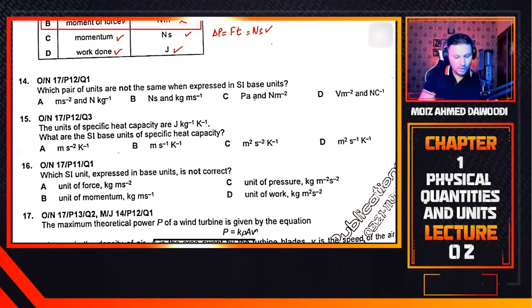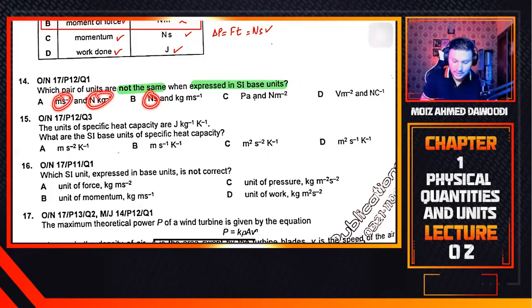Which pair of units are not the same when expressed in SI base unit? मतलब इन दोनों को सॉल्व करें और SI बेस यूनिट में कौन सा ऐसा ऑप्शन है जिनका आंसर दोनों क्वांटिटीज का सेम नहीं आ रहा है. तो अब देखें, इस सवाल में you have to use the concept of base units 8 times.